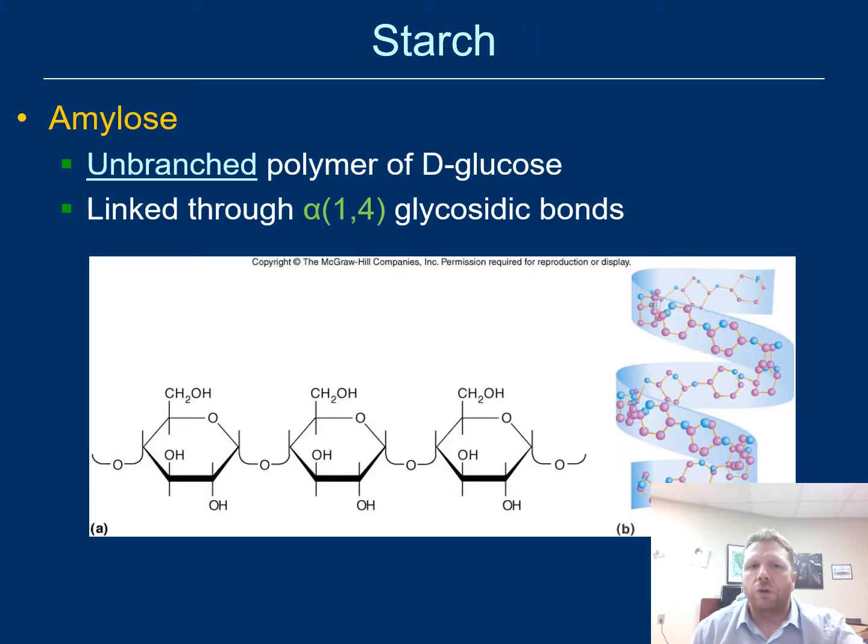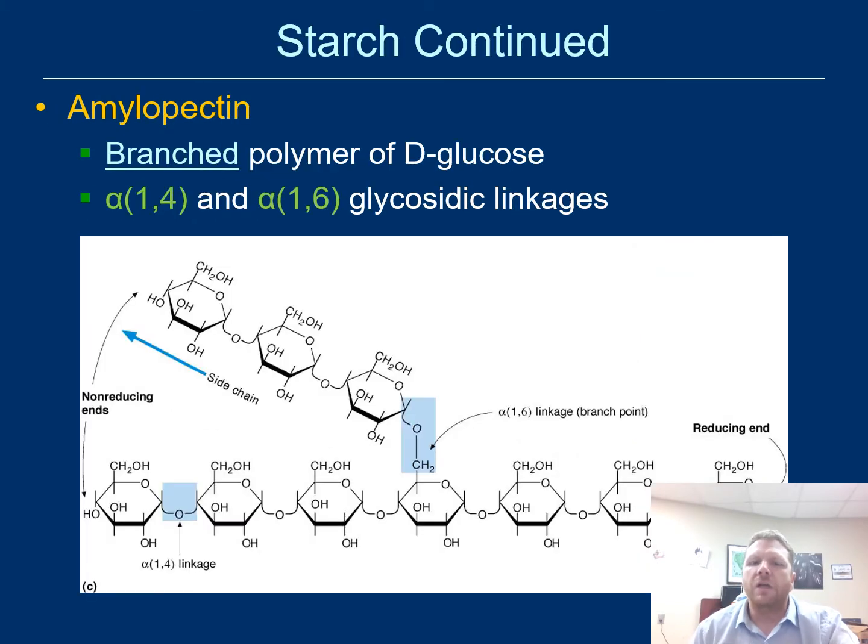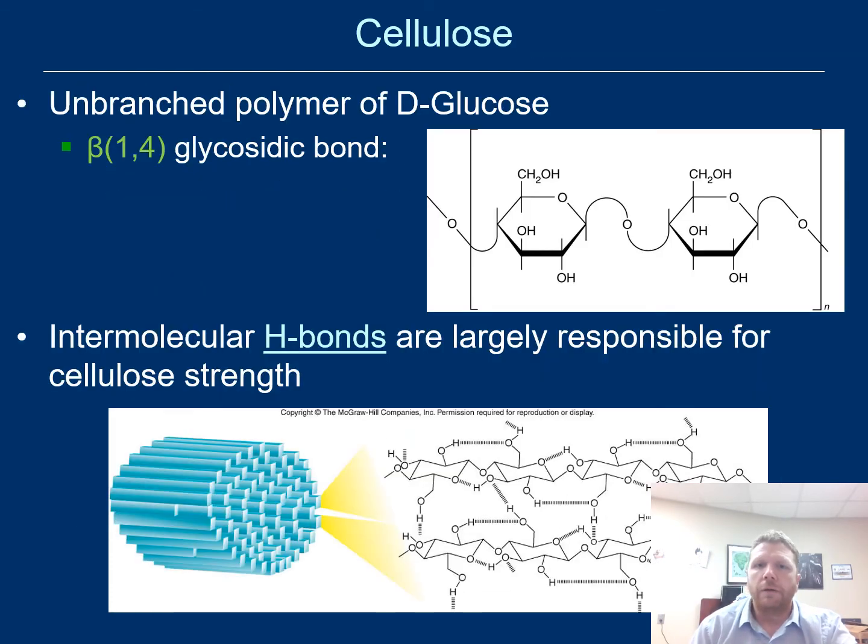So what does starch look like? Starch is composed of 2 different sugars. Amylose, which is an unbranched polymer of D-glucose linked through alpha-1,4 glycosidic linkages. So we have these repeating elements over and over again. The other component of starch is amylopectin. Amylopectin is a branched form of D-glucose. We've got alpha-1,4 and alpha-1,6 linkages. So starch is a combination of these 2 polysaccharides put together.